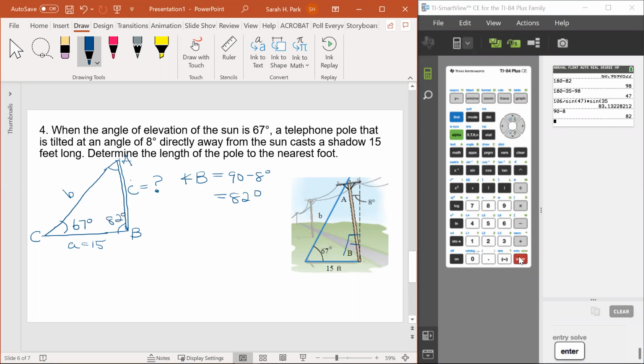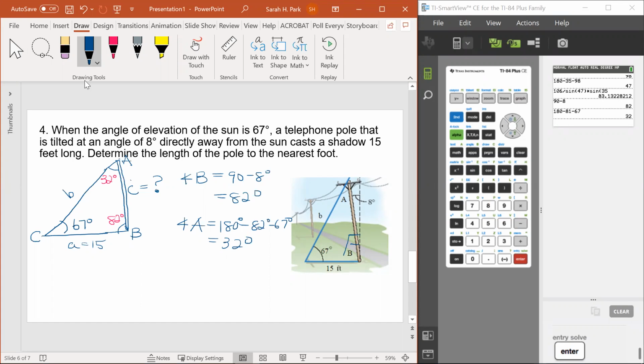That makes angle A, and I'm going to use a different color because that wasn't given, 180 minus the 82 minus the 67. So 180 minus 82 minus 67 is 32 degrees. And I'll just label that 32 degrees. Now we got everything we need to set this up with the law of sines.